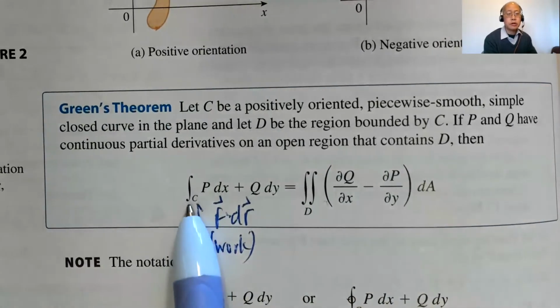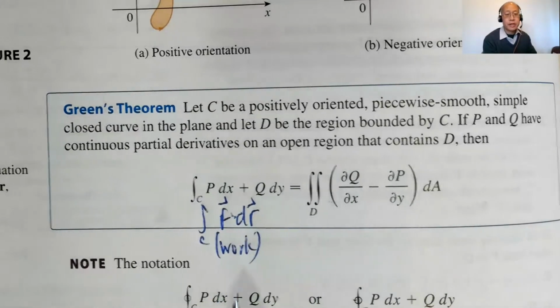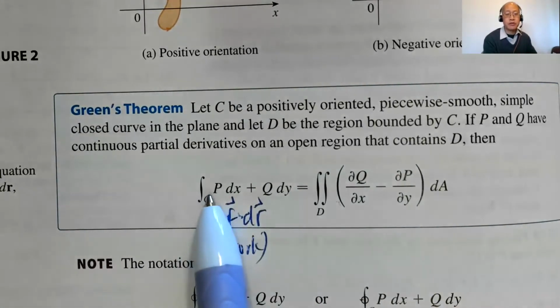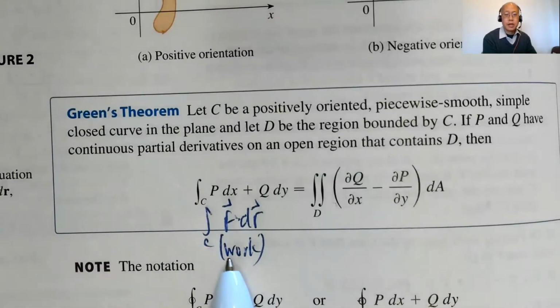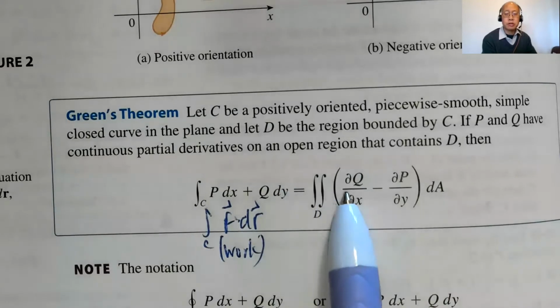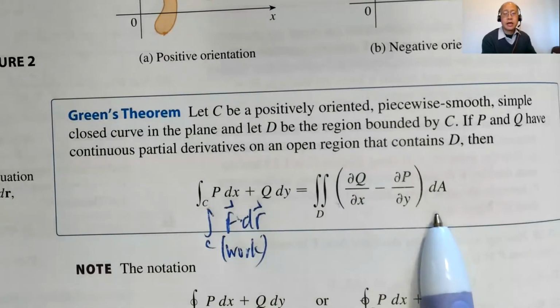The integral along the curve of P dx plus Q dy, that's the same as F dot dr, by the way. F is P, Q and dr is dx, dy, only in two dimensions. It is equal to the double integral of the partial of Q with respect to x minus the partial of P with respect to y dA.